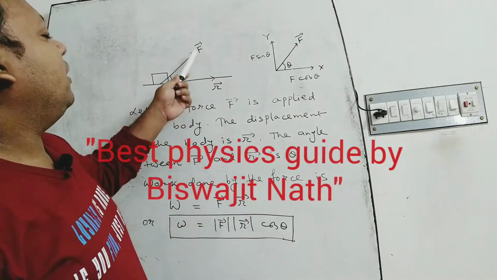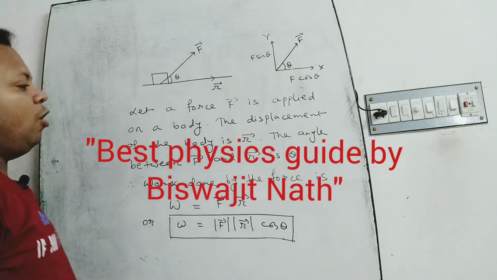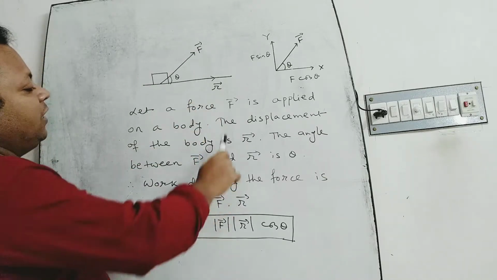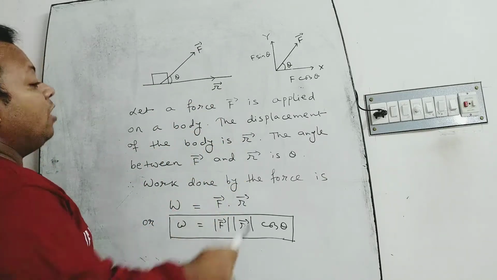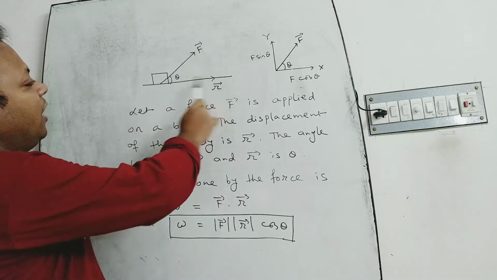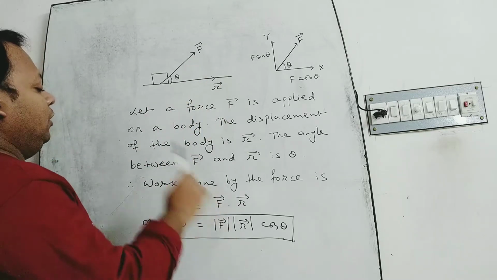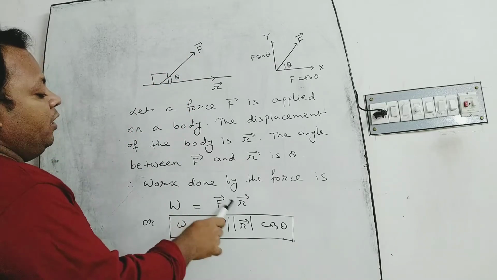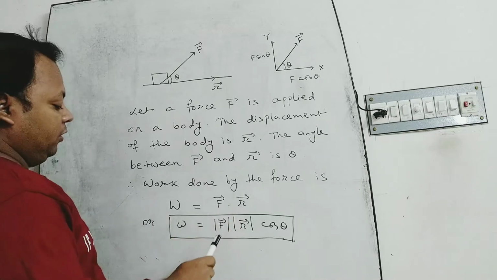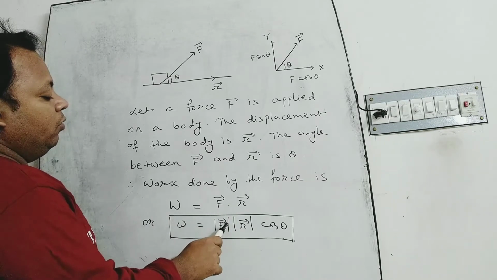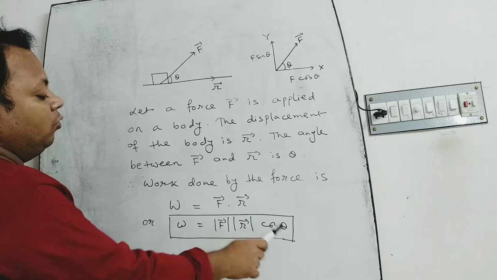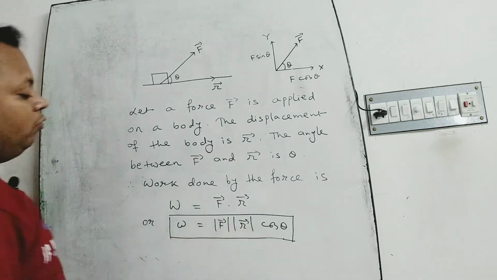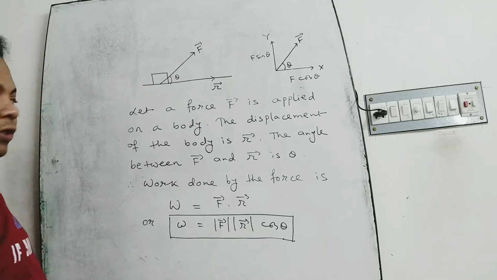Let a force F be applied on a body. The displacement of the body is the vector r. Now the angle between the F vector and the r vector is theta. Therefore, the work done by the force on the body is W equals F vector dot r vector. That is, W equals mod of F vector, mod of r vector, cos theta. This is the expression of work done by the force on the body.